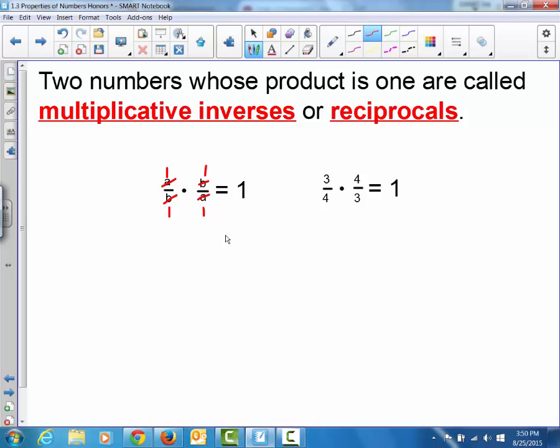All that means is you turn them over. So the multiplicative inverse of 6/7 is 7/6. The multiplicative inverse of x is 1 over x. The multiplicative inverse of x over y is equal to y over x. Okay?